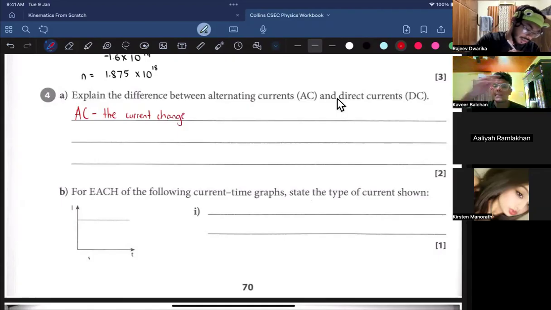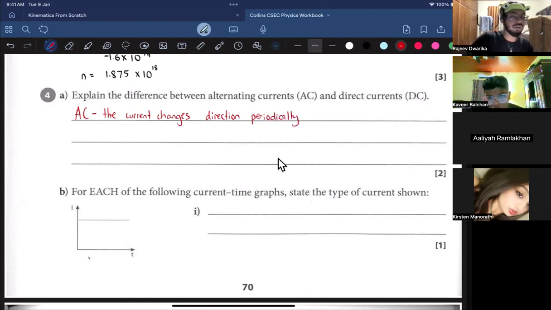The current changes direction periodically. Right, so for AC, the current changes direction periodically. You have to say the word periodically, right? That's the correct thing you have to use. Okay? And for direct current, you say that the direction of current is constant, right?